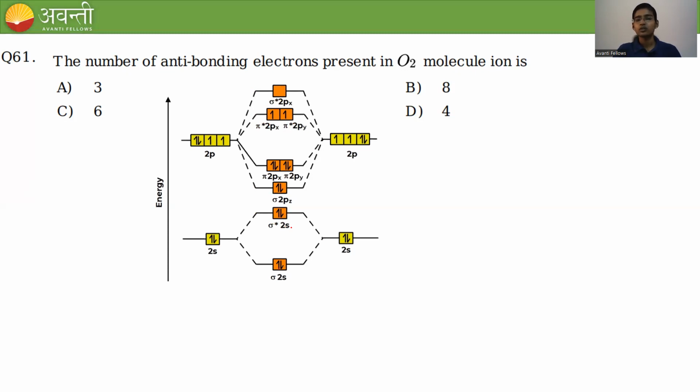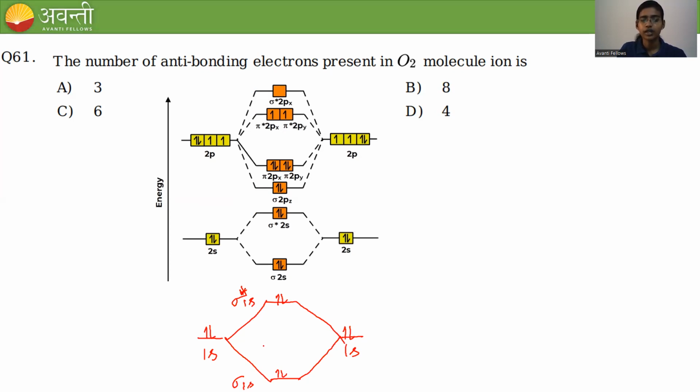So we do have 1s here, but mostly it won't be represented in the diagram. We have 1s atomic orbital, which has 2 electrons each. And here also we have 2 electrons, and when these combine, they form 2 molecular orbitals. So we'll have 2 plus 2, 4 electrons, and this is the sigma star 1s, and this is sigma 1s orbital. Now you can find out the total number of antibonding electrons present in O2 molecule ion.